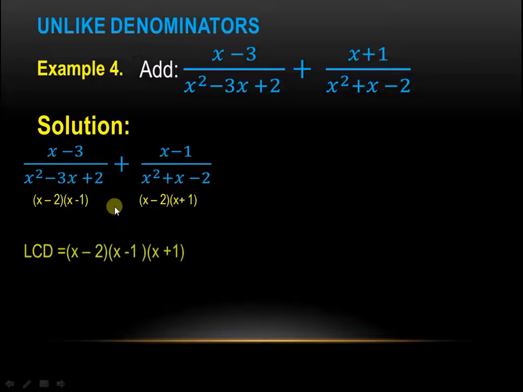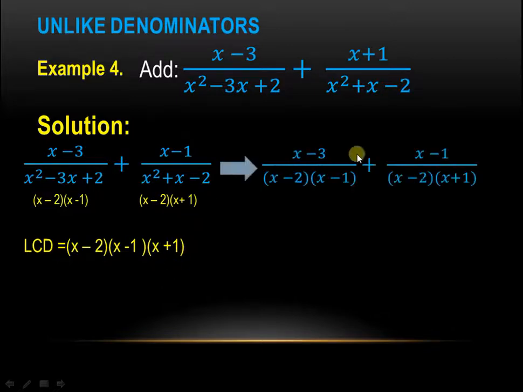Here's the technique I did to get the LCD. I copied this first, that is x minus 2, and here an x minus 1. For the second set, what I did is to check if I already have the x minus 2. I have here the x minus 2, so I will not take it. What about the x plus 1? I don't have x plus 1 between these two, so I will put it here. So this will be our denominator, or sorry, LCD.